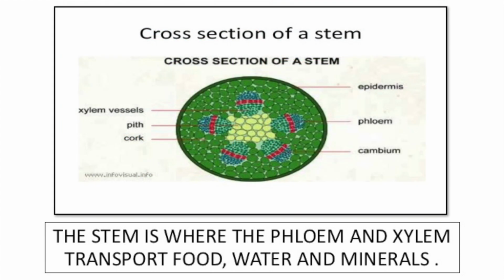The stem is where the phloem and xylem transport food, water, and minerals. Yes, this picture here is something called a cross section. Now, what a cross section means, it's been cut open so we can see inside. So this is the inside of a stem. We know the main part of the plant, the stem. If we look inside, we will see different parts. Like the phloem is here, and the xylem is here. And that's how the food and water gets carried around the plant.